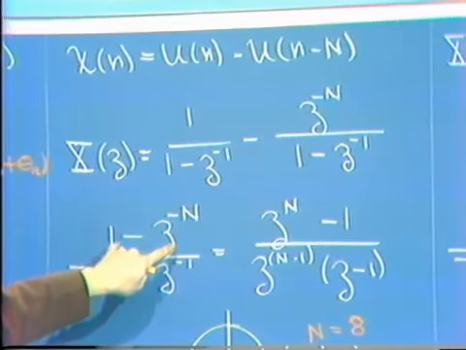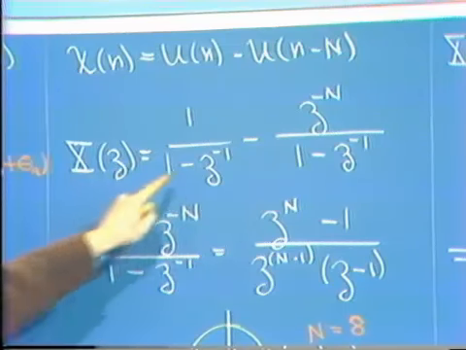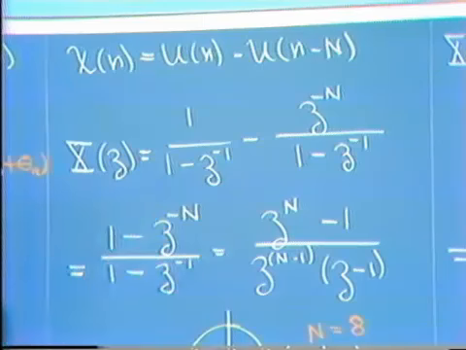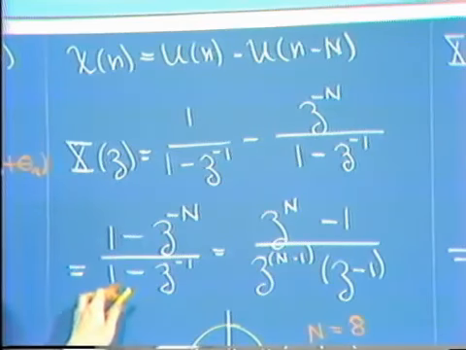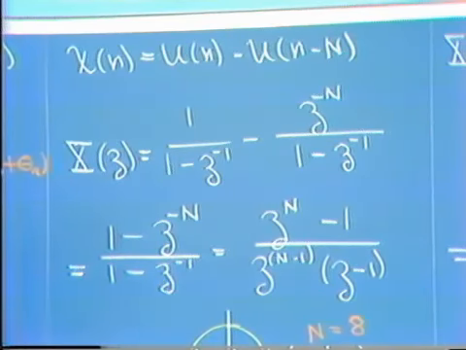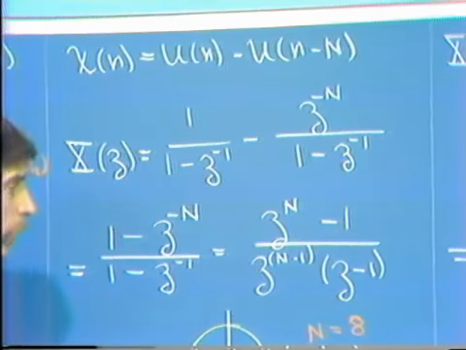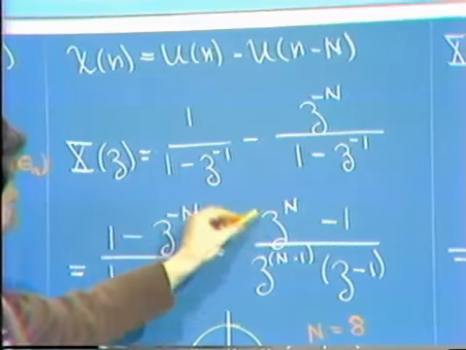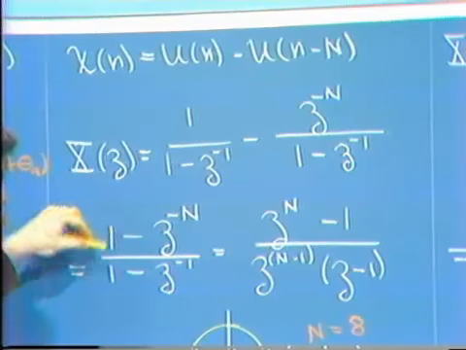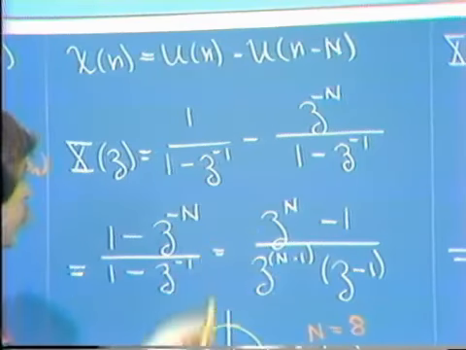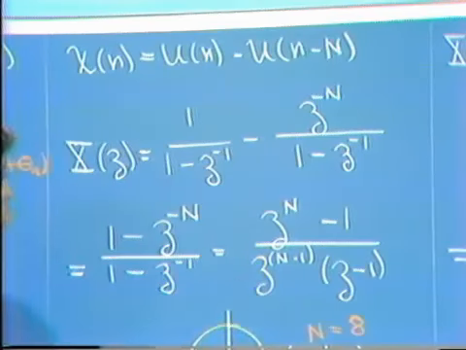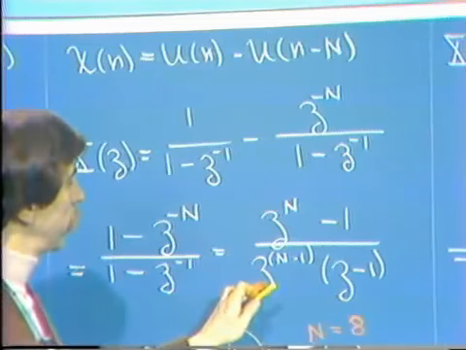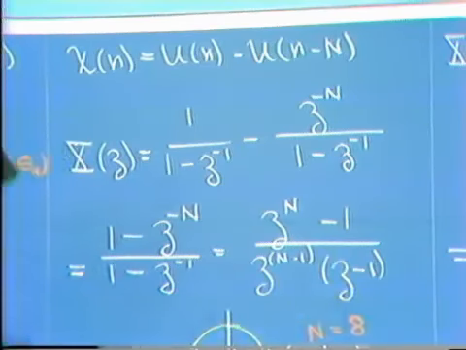Or if we add these two together, we have 1 minus z to the minus capital N divided by 1 minus z to the minus 1. Or we can rewrite that just to focus on something a little more clearly. Multiplying top and bottom by z to the N minus 1, we can rewrite that in this form so that we have in the numerator z to the capital N minus 1, in the denominator this factor times z to the minus 1.